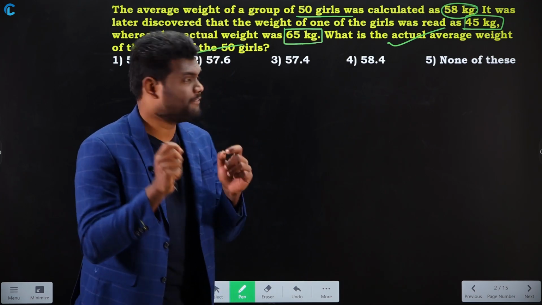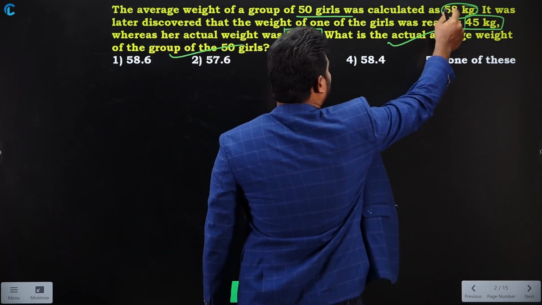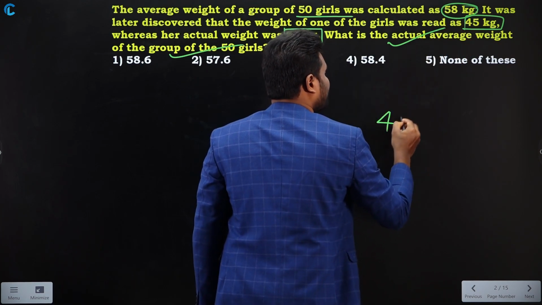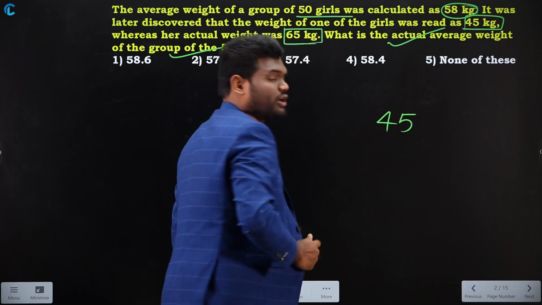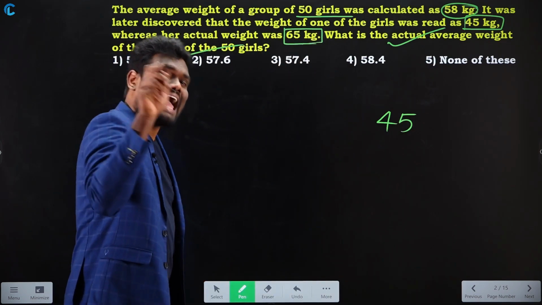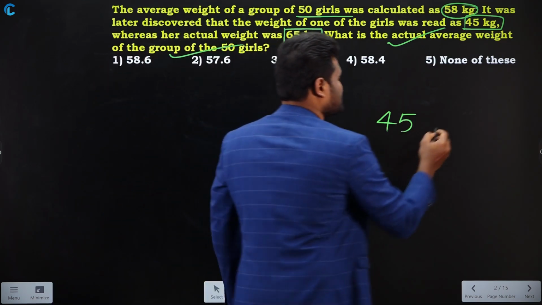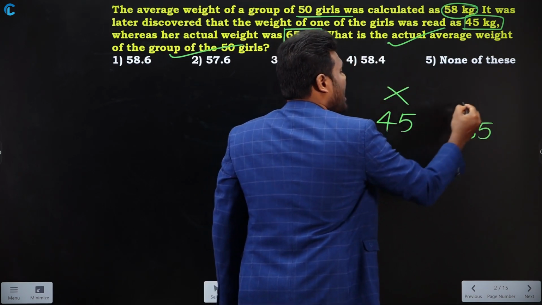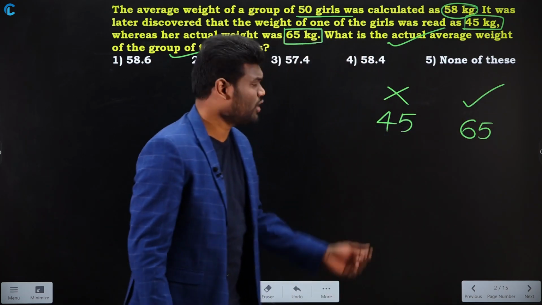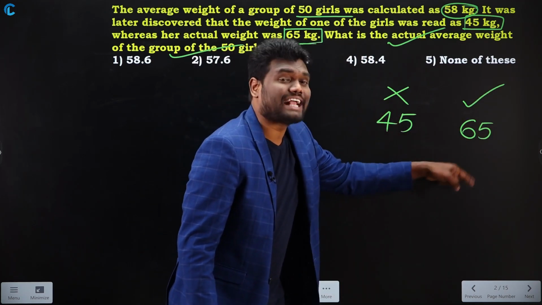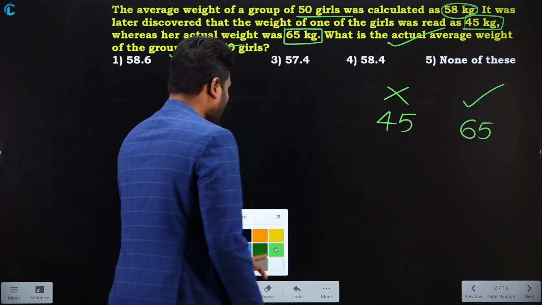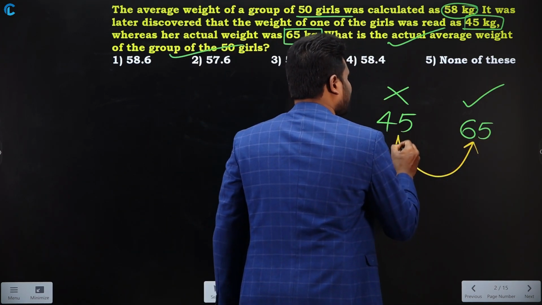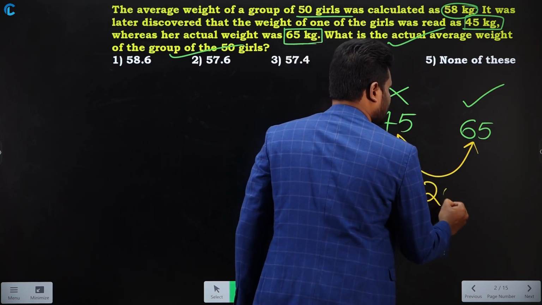Take the difference between. Look here, the weight was noted as 45 kg. Yes or no? Whereas her actual weight is 65 kg. Which means this is the wrong value and this is the correct value. Her actual weight is 65 kg. Now what you need to do? Just take the difference. If you take the difference, 45 and 65, the difference is 20.